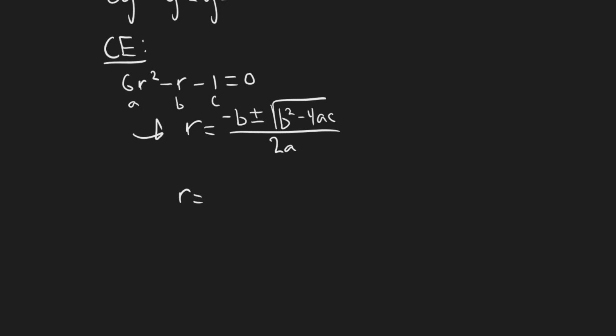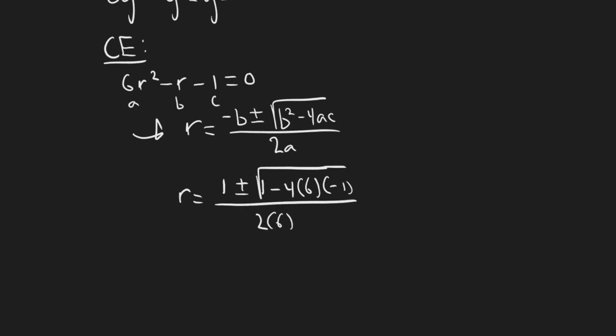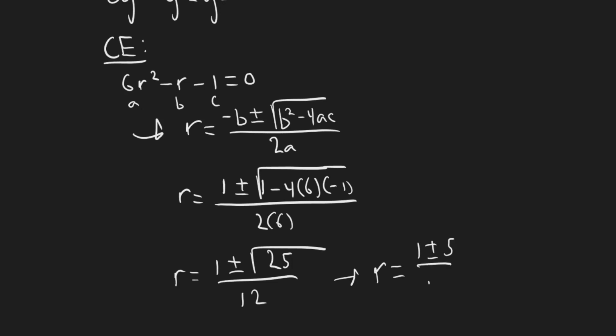So negative b, well, negative b is just 1, so plus or minus the square root of b squared, so negative 1 times negative 1 is 1, then minus 4 times a, in this case 6, and then times c, which is negative 1. Then we want to divide by 2a, so 2 times 6. So r then equals 1 plus or minus square root. Let's see, 1 minus 4 times 6 times negative 1. That's the same thing as 1 plus 24. So this is actually root 25 over 12. And so then r equals 1 plus or minus 5 over 12.